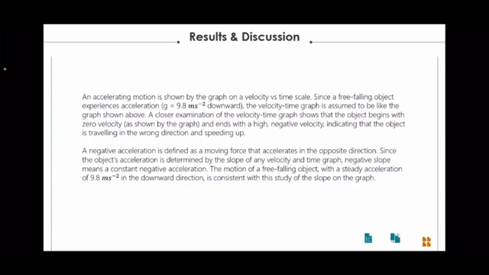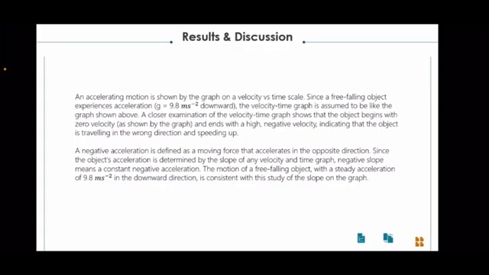A negative acceleration is defined as a force that accelerates in the opposite direction. Since the object's acceleration is determined by the slope of any velocity-time graph, a negative slope means a constant negative acceleration. The motion of a free-falling object with a steady acceleration of 9.8 meter per second squared in the downward direction is consistent with the slope on the graph. That's all for the results and discussion, so we have reached the conclusion.